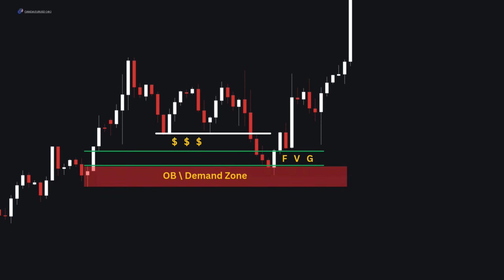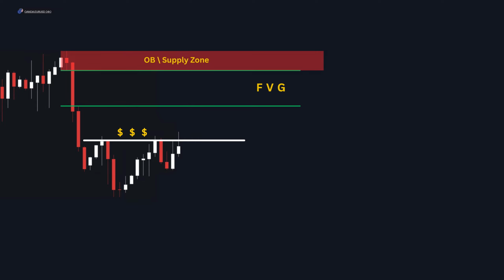Let's see a bearish example. Here we can see that the market is in a clear downtrend and forms these equal highs. And if we look here, we have this fair value gap and this order block or supply area. So we will wait for the price to sweep the liquidity above these highs.